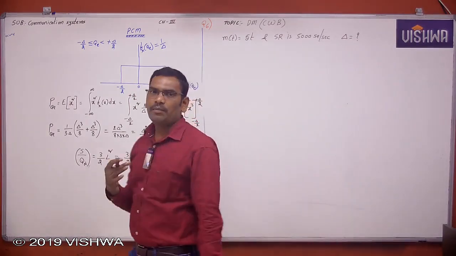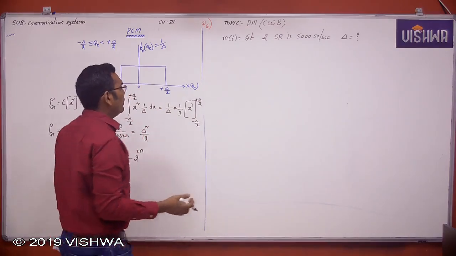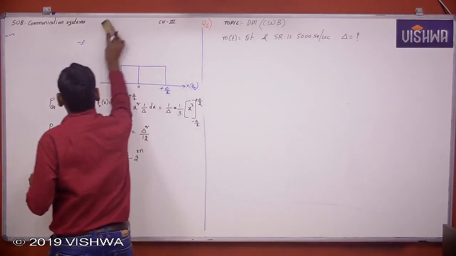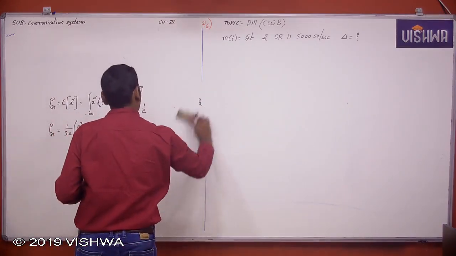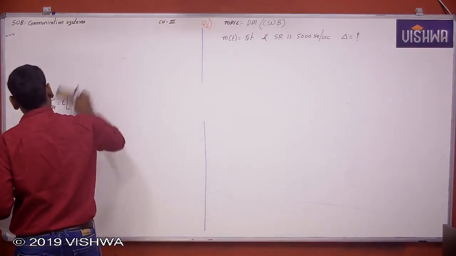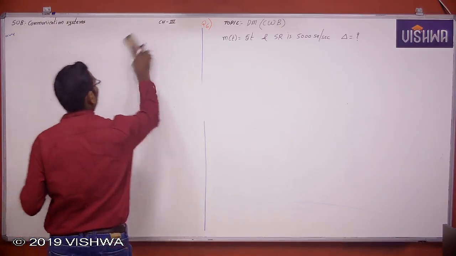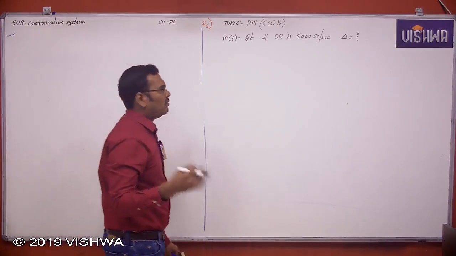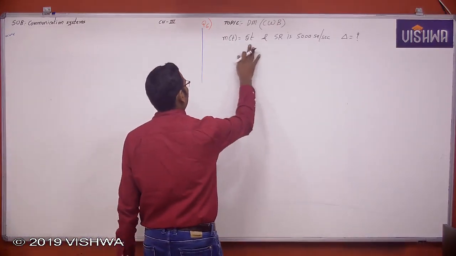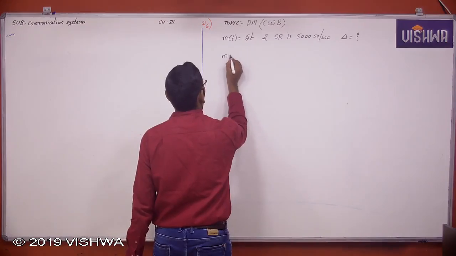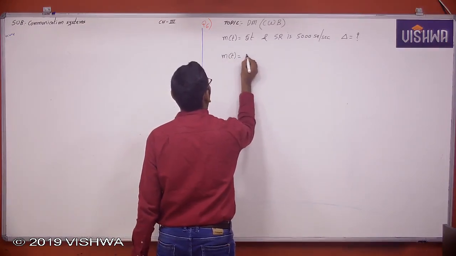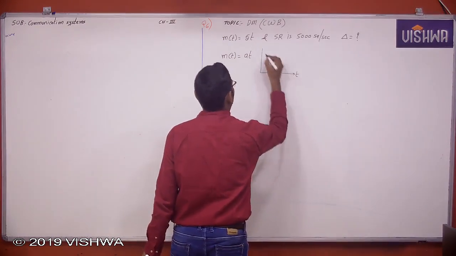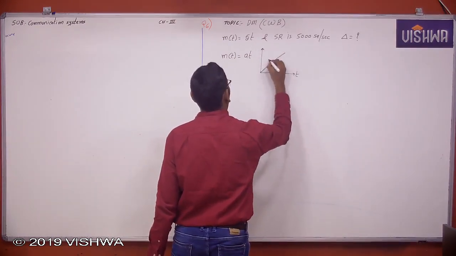Now, whatever problems we have solved so far, the message signal was a sinusoidal signal, a continuous wave signal. All those formulas are only for sinusoidal signals. But here m of t is equal to a t, a linearly varying signal, which is nothing but a ramp signal with a slope of a.